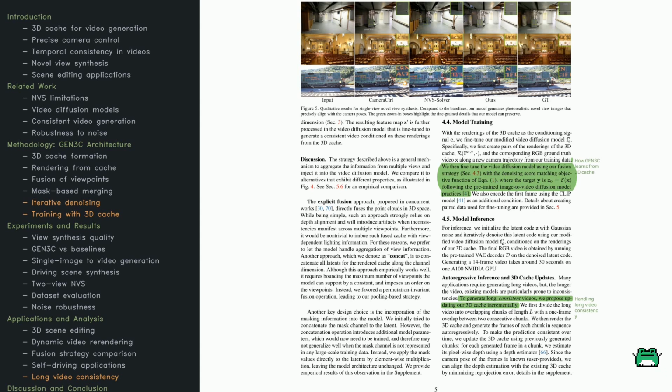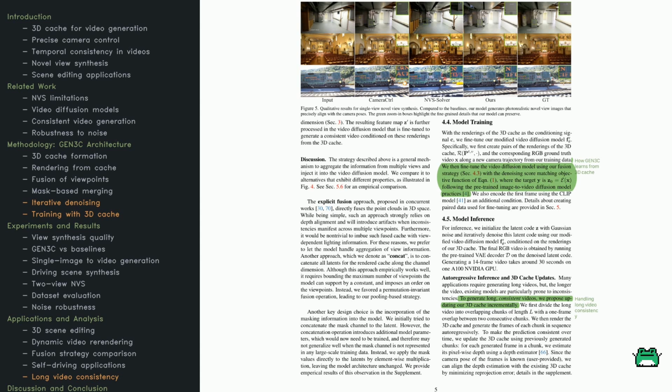How does GEN3C learn all this? Training pairs the 3D cache renderings with real videos under known camera trajectories. The video diffusion model then predicts how those rendered frames can become realistic video. The first frame is also encoded by a vision model called CLIP to give some extra context. When it's time to generate videos, GEN3C starts with pure noise and refines that noise into a final video, one step at a time. Making a 14-frame video takes about 30 seconds on an NVIDIA A100 GPU.